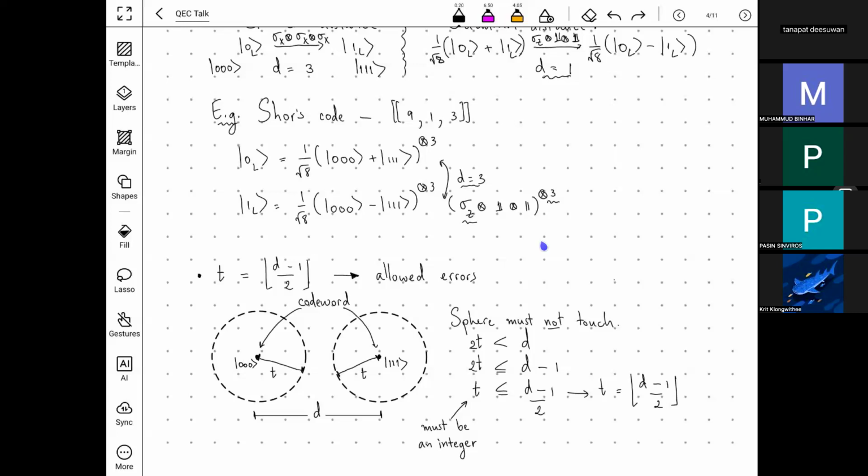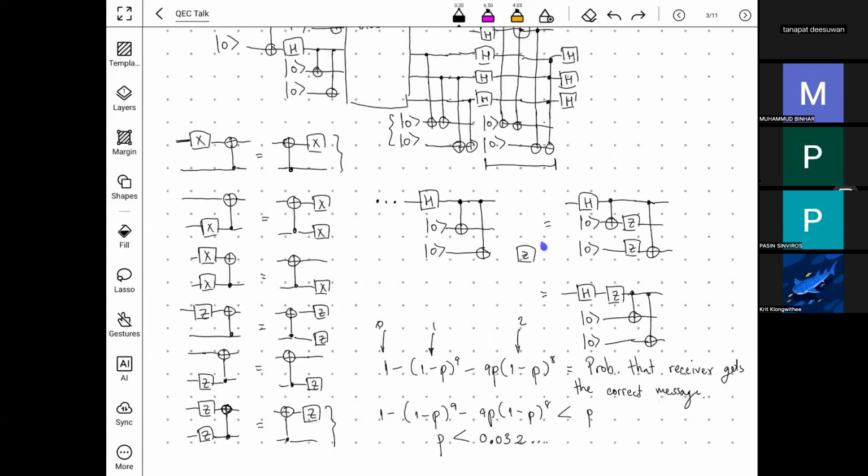So T is the number of allowed errors before the state gets flipped into the other code word. If you start with 0, 0, 0, and the error moves the state somewhere here, it will still be detectable as 0, 0, 0. But if you go out of this circle, the state wouldn't be detectable as 0, 0, 0 anymore, and it will actually change into the other code word. So T is basically the allowed error that will leave the state still detectable. Sorry, I pressed the wrong button.